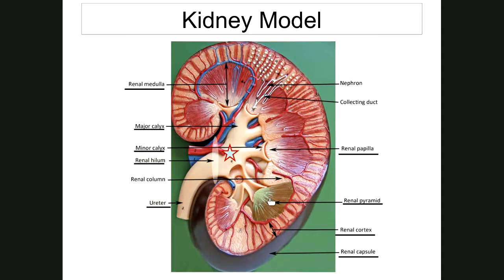Now we have renal pyramids. All right, here's the word over here. Triangular shaped structures in the medulla which appear striated. Striated means like little lines. You can see a whole bunch of little lines in here on all the pyramids.